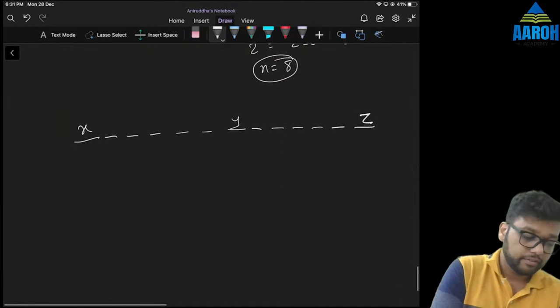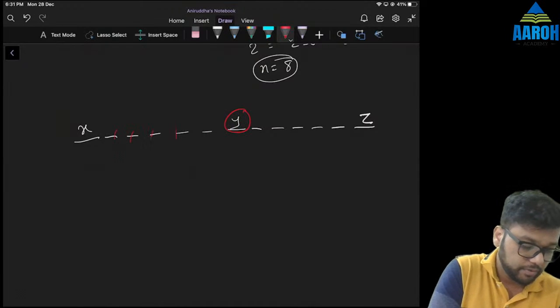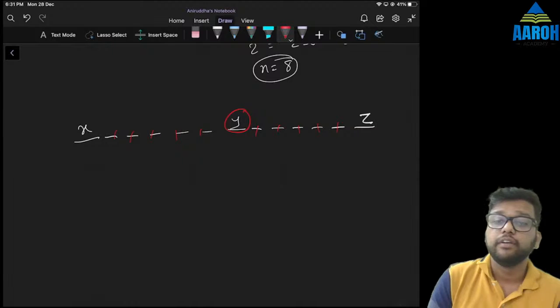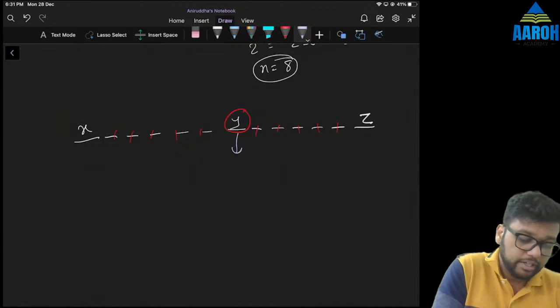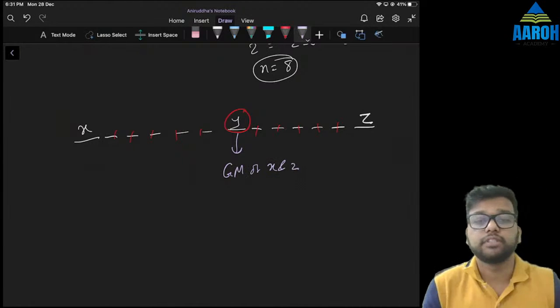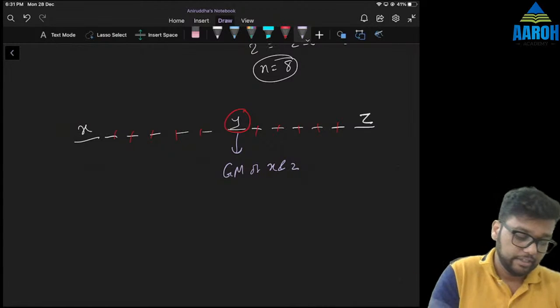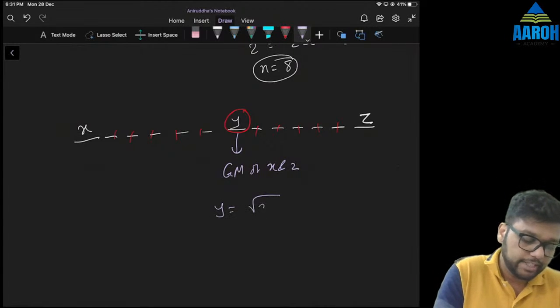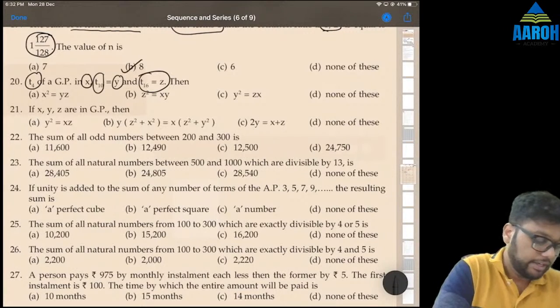If you observe, this Y is exactly in the middle. 1, 2, 3, 4, 5. 1, 2, 3, 4, 5. That means Y is exactly in the middle. If it is exactly in the middle, that means it is the geometric mean of X and Z, the extreme terms, right? In a GP, the middle term is the GM of the extreme terms. That means Y will be root XZ, or Y square will be XZ. That will be the correct answer, which is option A.